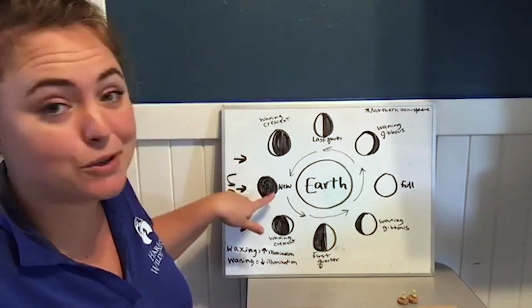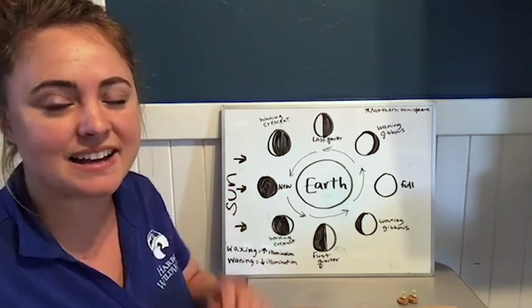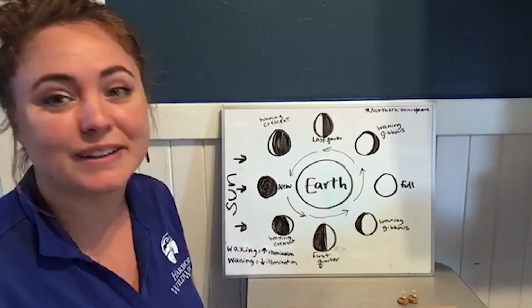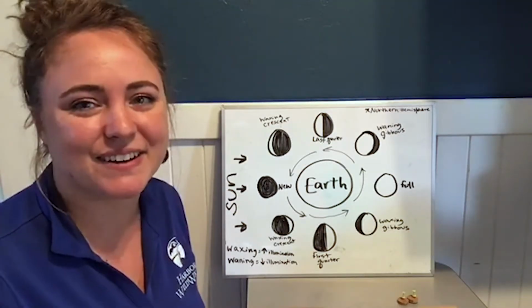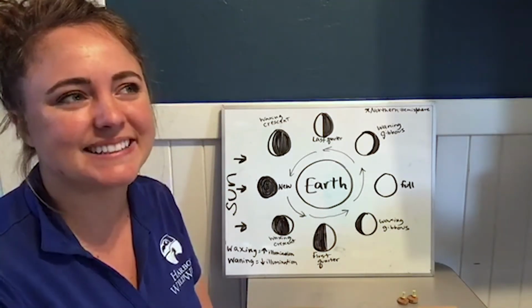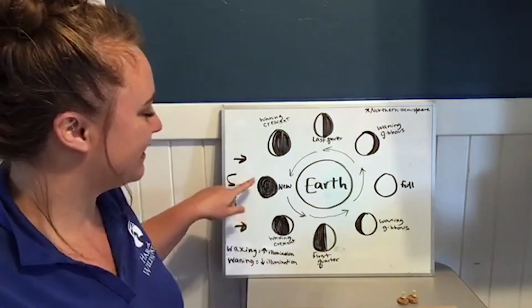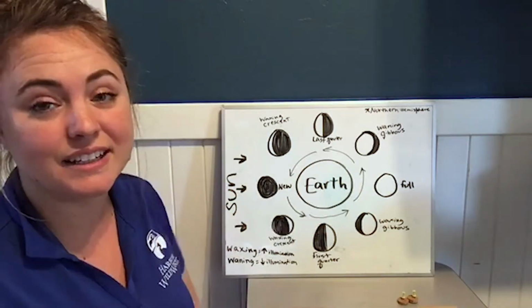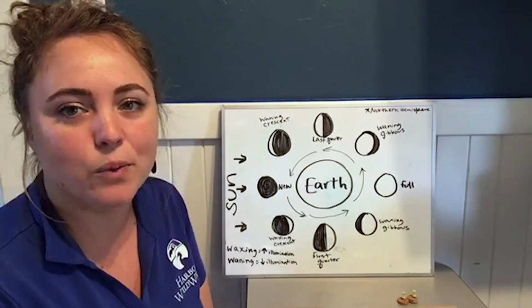And it goes from a new moon, so if you look up in the sky and you don't see a moon at all, then well, it could still be rising or has already set. But if you don't see a moon, it's likely a new moon. And then as it increases in illumination, we call that waxing.